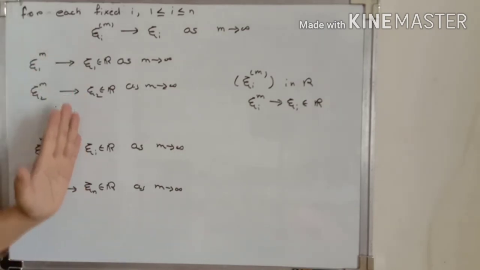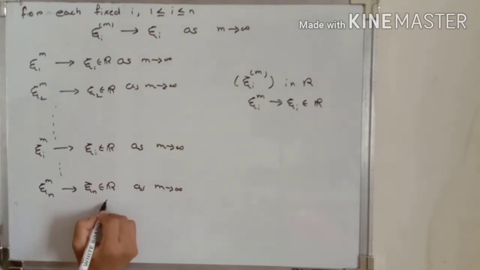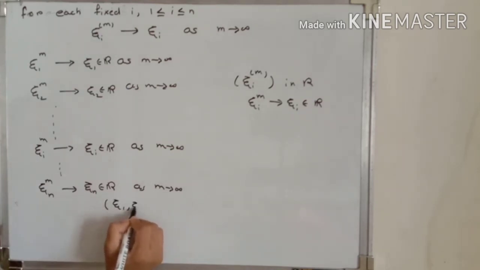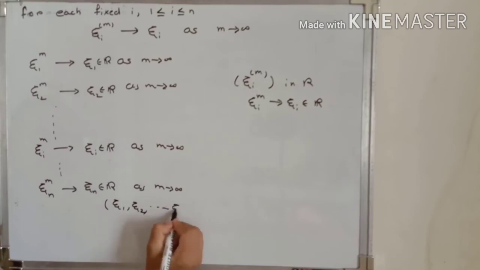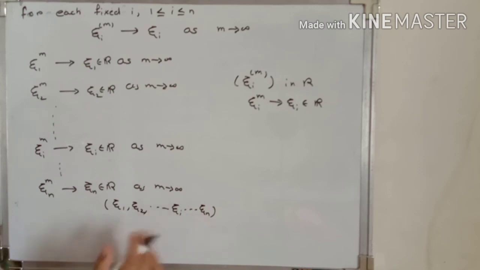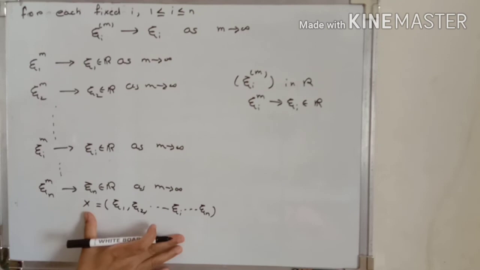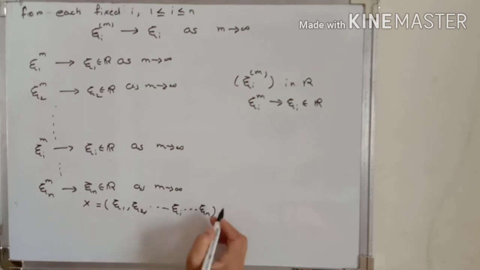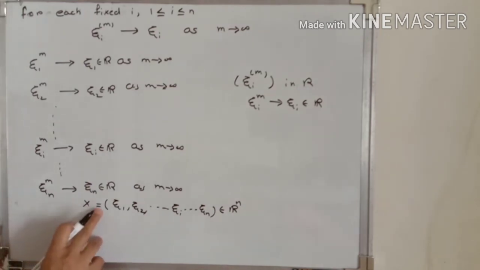Now we collect all these limits. We write down here x_1, x_2, and the general term x_i, up to x_n. This is an n-tuple of real numbers. We give it the name x, and now this x is an n-tuple of real numbers, and hence it is an element of R^n. In this way, we come to x, that is the n-tuple of real numbers.